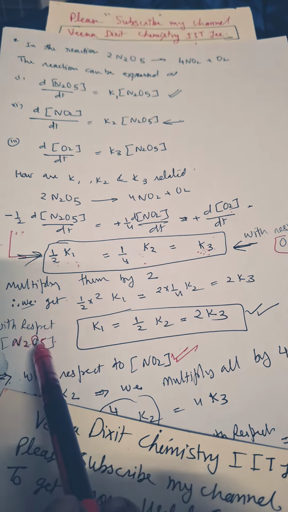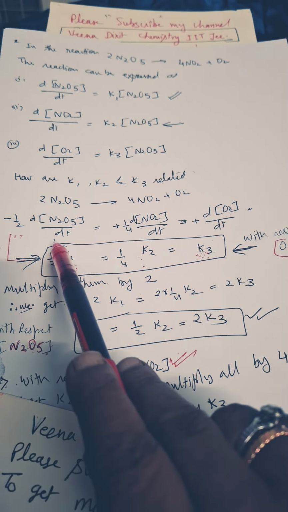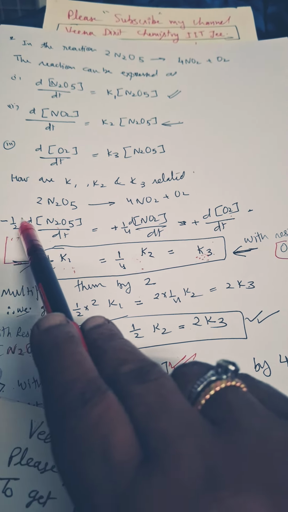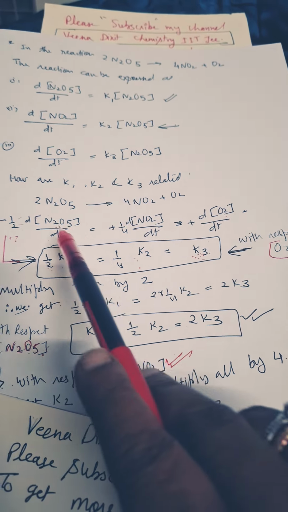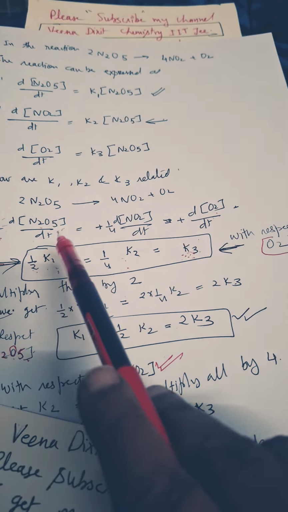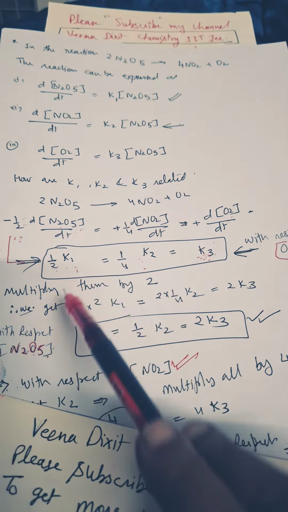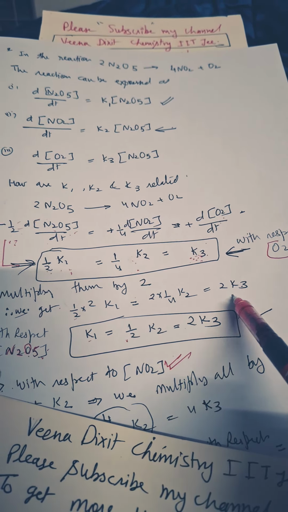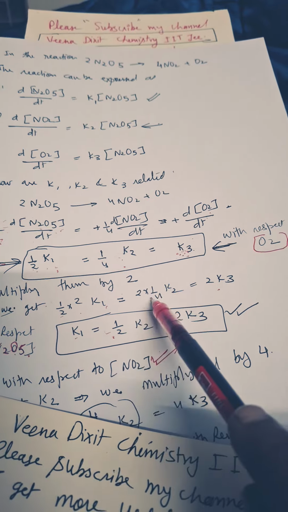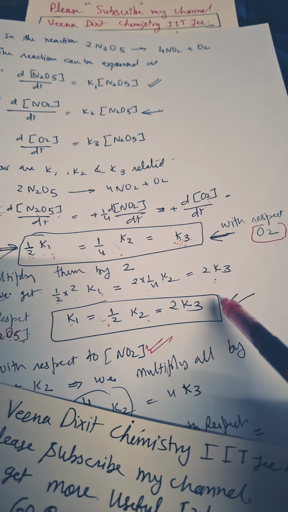Now, with respect to N2O5, we have to see. It is written half. So if we multiply the whole equation by 2, we'll get K1. Here K1 is equal to K2, we multiply all by 2. So here K1 is equal to, here half K2 is equal to twice of K3.